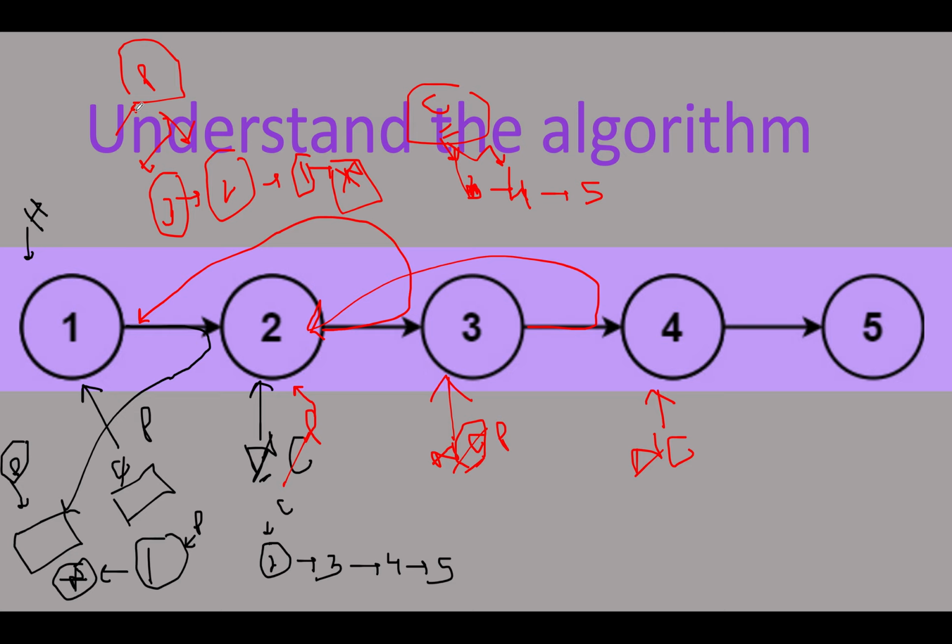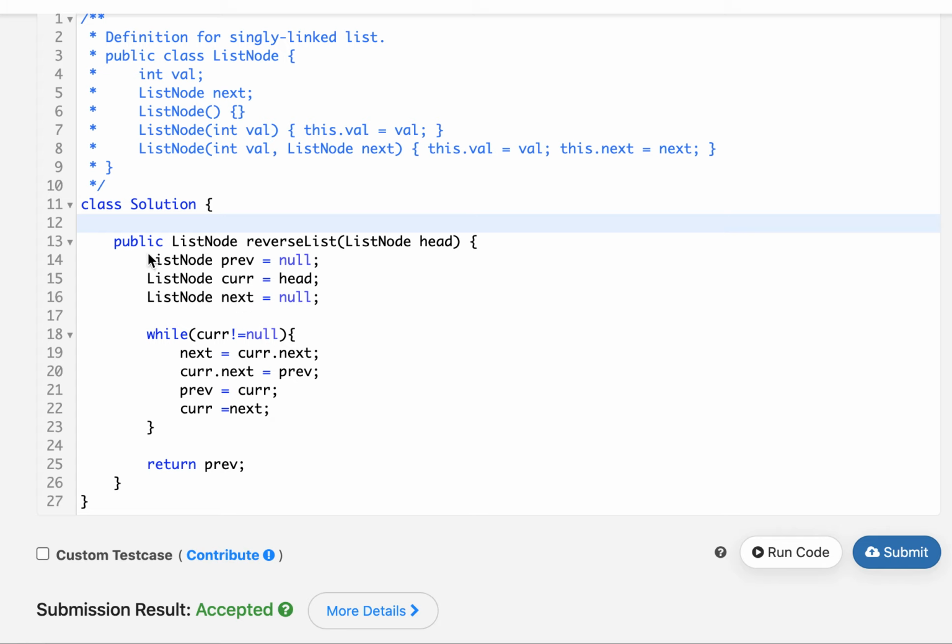So moving on to the coding part. As I talked about in the presentation, I have created 3 nodes: previous, current and next, and I have initialized previous to null, current to head and next to null. Till the time my current doesn't point to null, that means we have not exhausted the linked list. What am I doing? I am storing the reference to current.next, and as soon as I store its reference, I update current.next to point to the previous node. Previous gets updated with the current node, and current gets updated with the next node for the next iteration to happen.